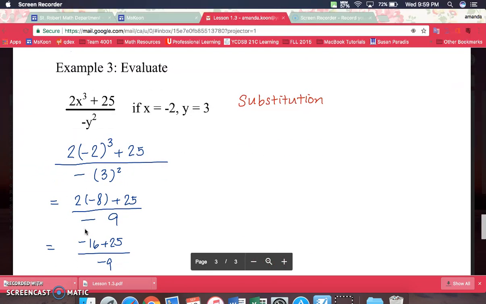Example 3, evaluate. So you're given this algebraic expression, and also you're told that x has a value of negative 2 and y has a value of 3. When you evaluate an algebraic expression based on the given numbers, you are replacing any x's that you see with negative 2 and any y's that you see with 3. This is called substitution.